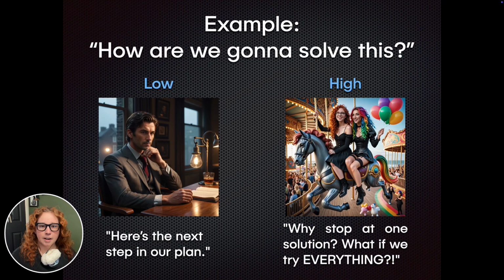Example. If you ask your kin, how are we going to solve this? A lower dynamism is going to give you an answer akin to, here's the next step in our plan. A higher dynamism is going to give you, why stop at one solution? What if we try everything? So higher dynamism is going to give you more variety, more unpredictability.